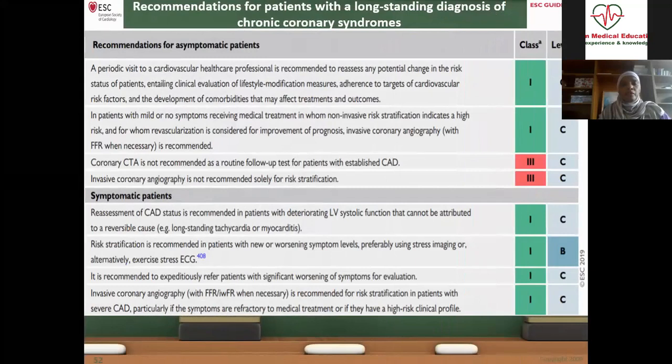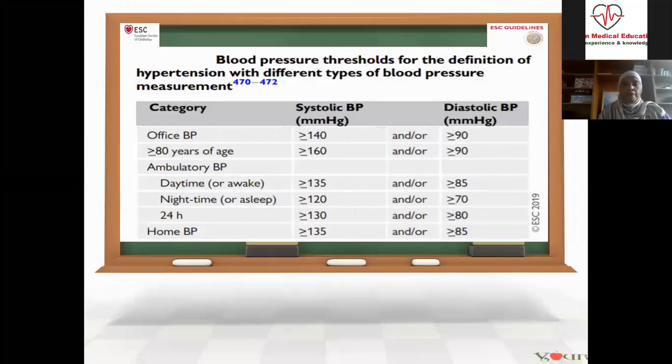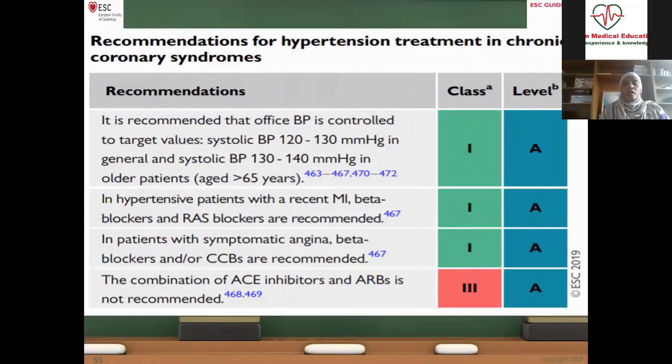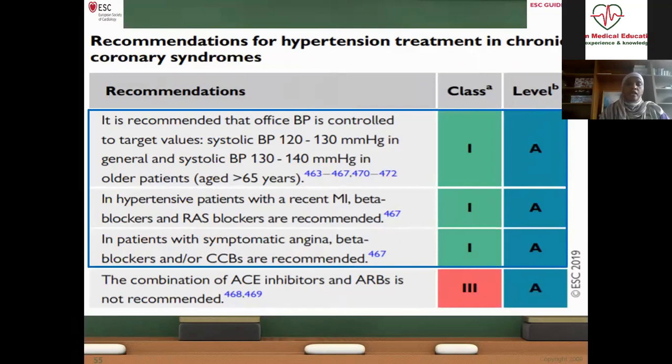Again, I mentioned most of those in the previous guidelines. There's nothing new. This just shows the threshold for the definition of hypertension with different types of blood pressure measurement. We don't need to go into details for that. Here is the recommendation of the guideline, which is pre-existing as well. As we know, it is a class 1A recommendation from the guideline to have good control of blood pressure, which is one of the risk factors of coronary artery disease.